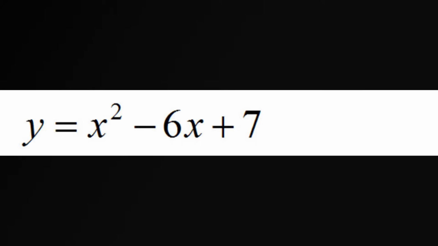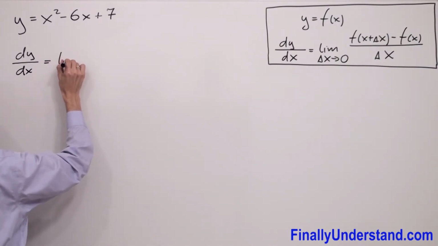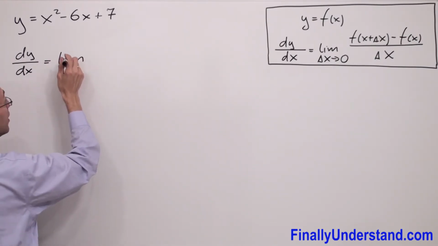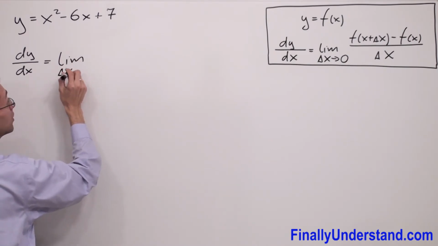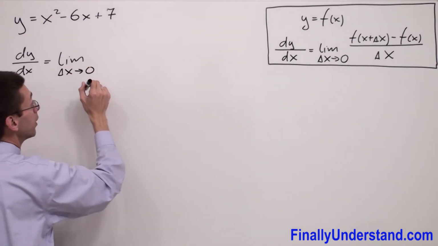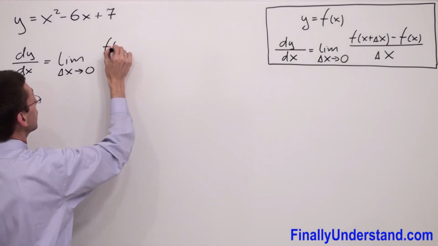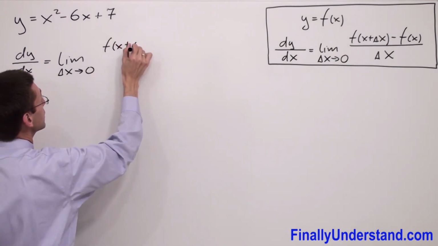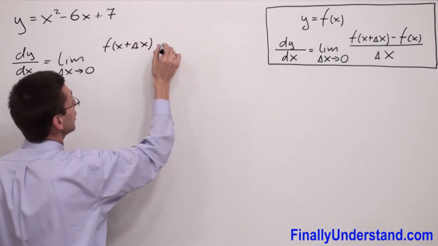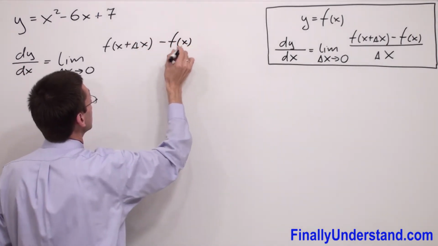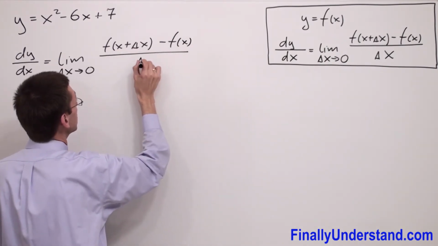Let's find the derivative of this function. Again, we are going to use the definition of the derivative. So, write the formula first. Okay, so I have dy over dx is equal to the limit as delta x approaches 0 of f of x plus delta x minus f of x divided by delta x.